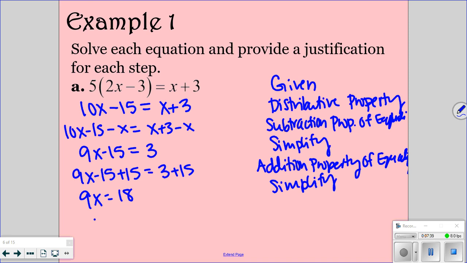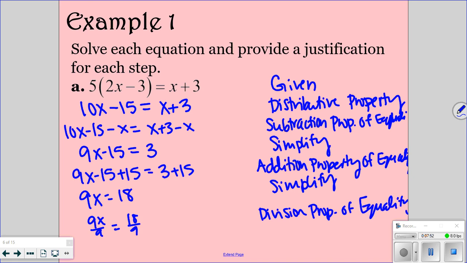From there, we're going to divide. So 9x divided by 9 and 18 divided by 9. And so that's the division property of equality. And then if you simplify, you get x equals 2. And simplify would be your justification. So that's how you can do solving an equation with a justification. Basically, you just have to show all of your work, and you have to justify what you did, explain what you did, kind of thing.